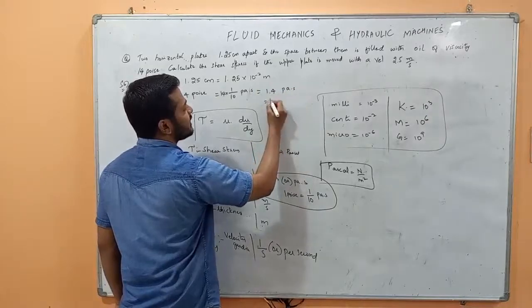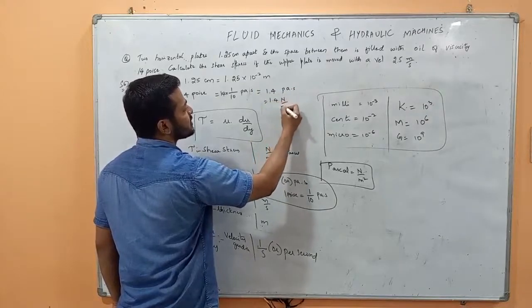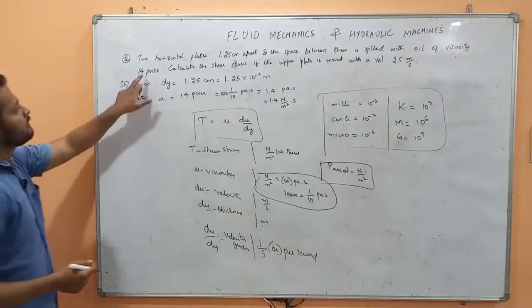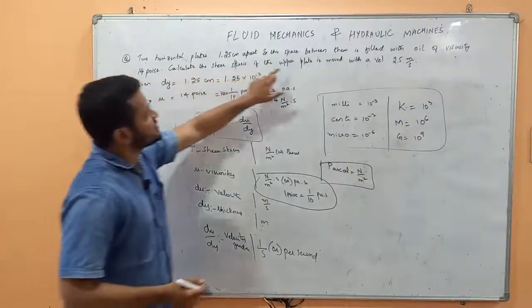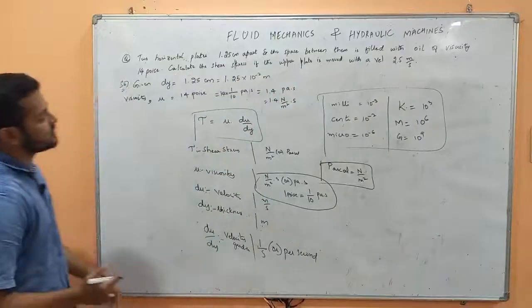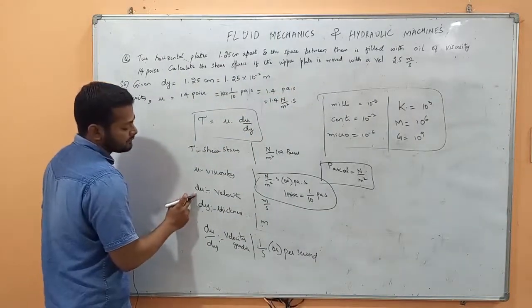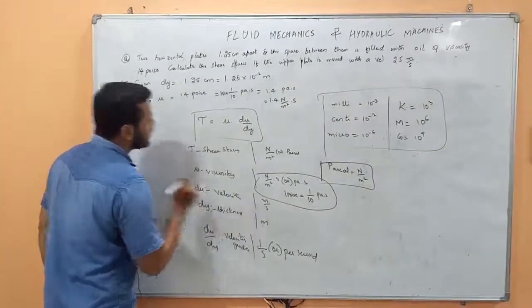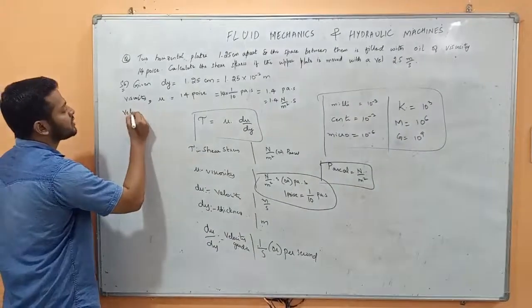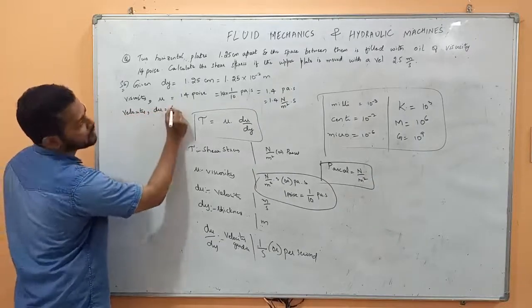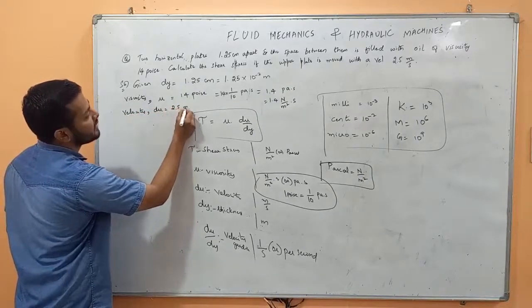Pascal can also be written as Newton per meter square into second. So don't get confused here. 14 poise. Calculate the shear stress if the upper plate is moved with a velocity of 2.5 meters per second. How are we denoting velocity? du. So velocity is given in the question as du is equal to 2.5 meter per second.